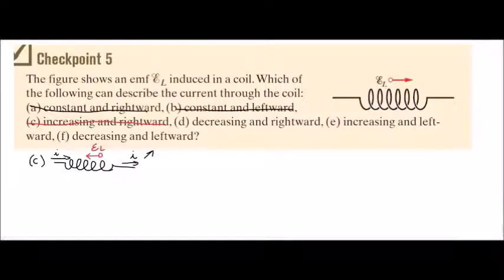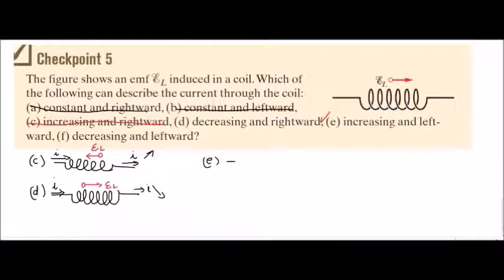Decreasing and rightward. Okay, let's draw this situation. D. We have the coil here, or the solenoid. The current is rightward, like this, but the current is decreasing. The EMF should fight this decrease, so it should raise the current. So the EMF should be in this direction. That's this situation. So this is a possible explanation. Let's move on. We should not stop here. Maybe there is another possible situation.